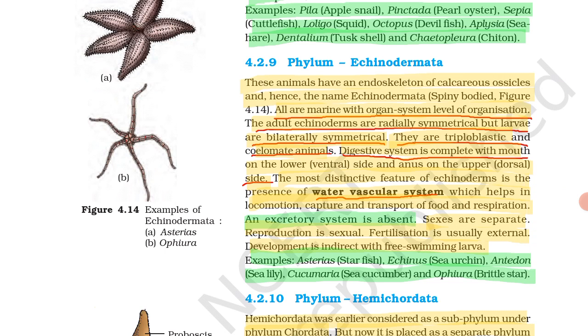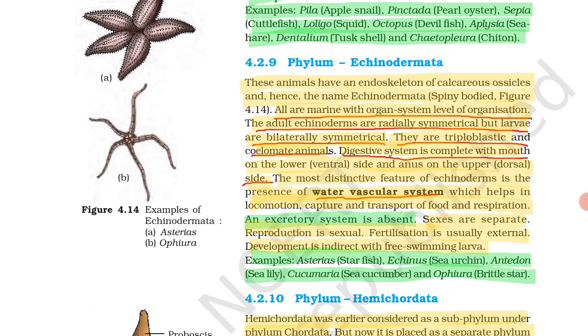Radial symmetry: when we pass a plane through the body, it divides into two equal halves in any plane. And in bilateral symmetry, whenever we pass a plane through the body, it divides into two equal halves with only one single plane, so it is called bilateral symmetry. So keep in mind adults have radial symmetry and larva has bilateral symmetry, and they are triploblastic.